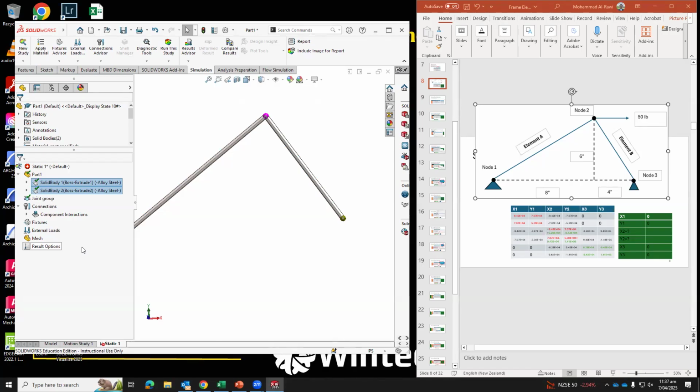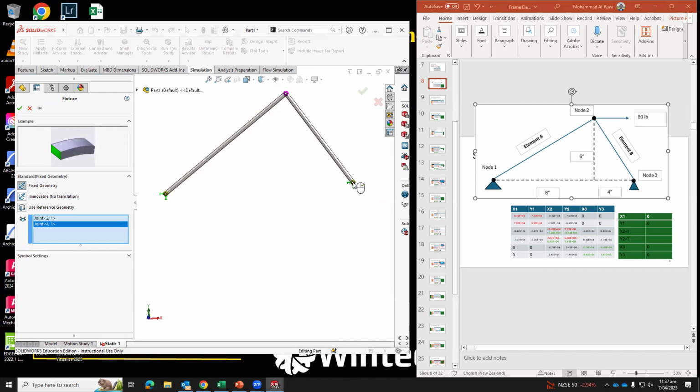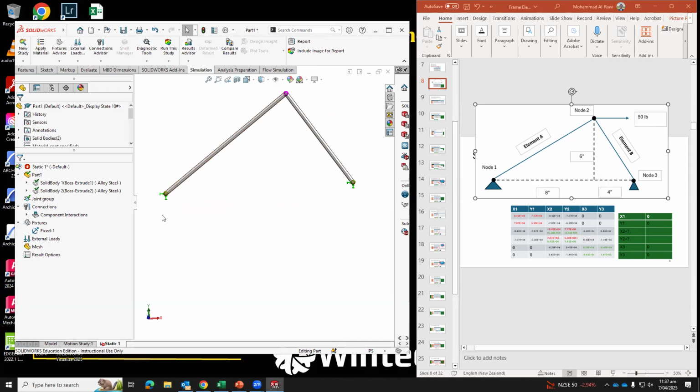Apply. Yeah, that's good. No need. Fixture. Fixture advisor, we select fixed geometry. So what we're fixing, technically, is joint 2-1 and joint 4-1. These are the joints we are fixing. Technically, these 2 as shown in the figure, you can see it in the PowerPoint slide.